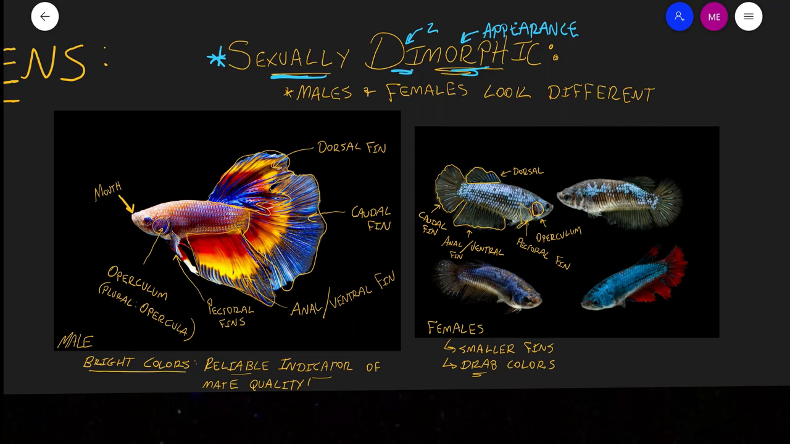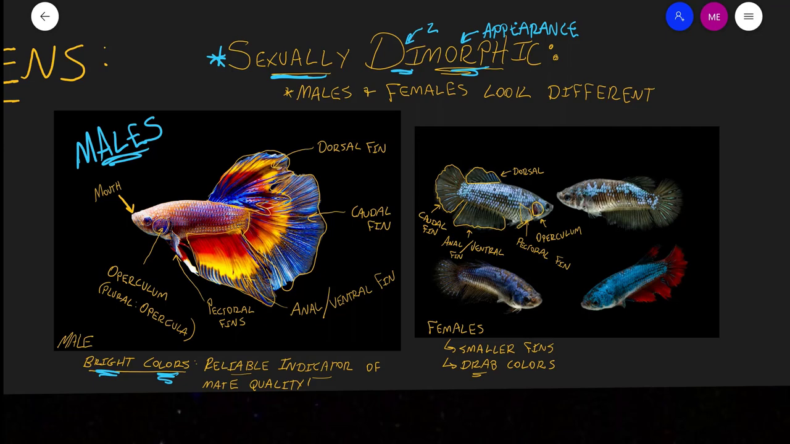Probably not surprising then to know that we've got two different sets of pictures here. One set will be for a male, the other is for the females. Now, in the case of bettas, the males, which is this handsome boy over here, tend to be very vibrant and flashy in color. And that's the biggest difference between the males and females, is these bright colors that only appear on the males.